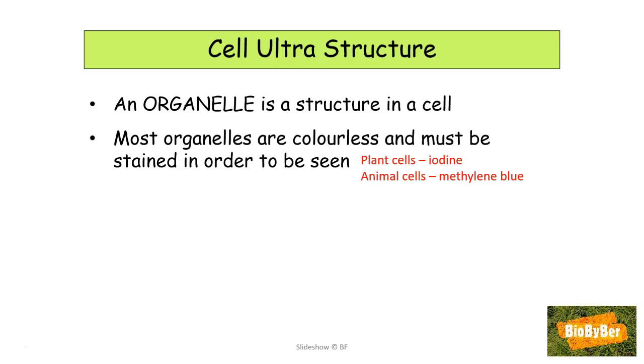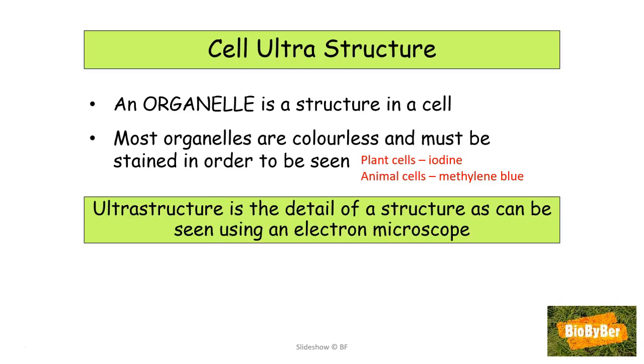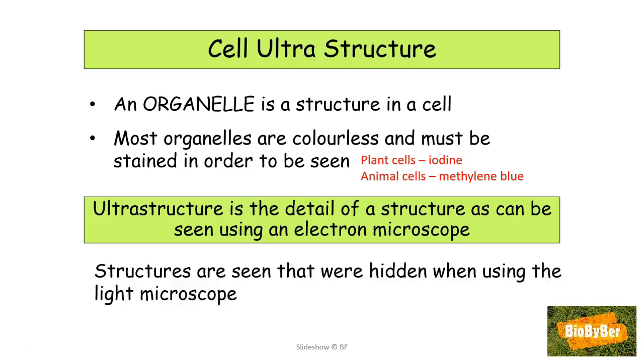Now, what do we mean by cell ultrastructure? Well, ultrastructure is the detail of a structure as can be seen using an electron microscope. Now don't forget, electron microscopes are a lot more powerful than light microscopes. So obviously structures are seen using the electron microscope that were hidden when using the light microscope.